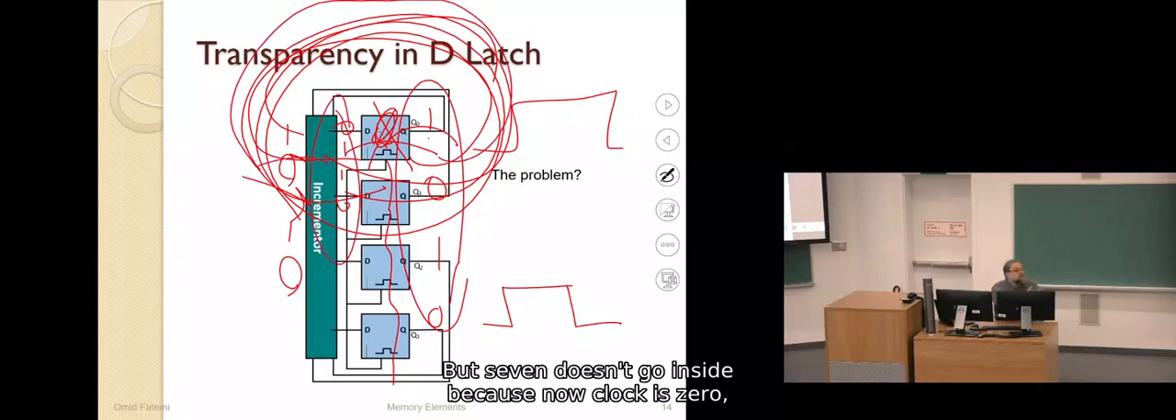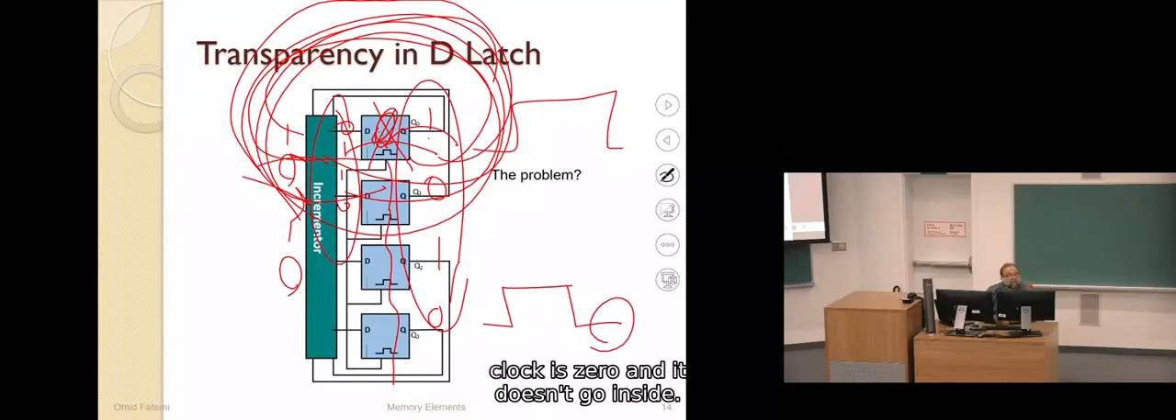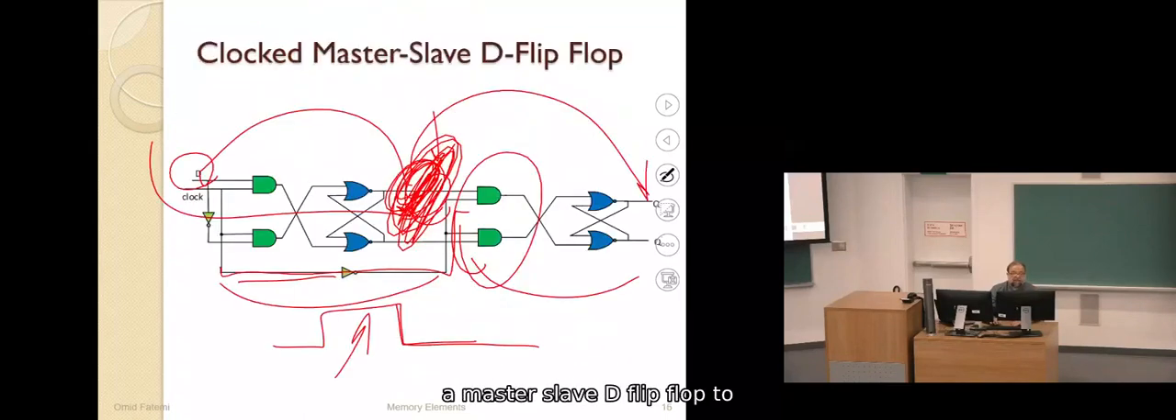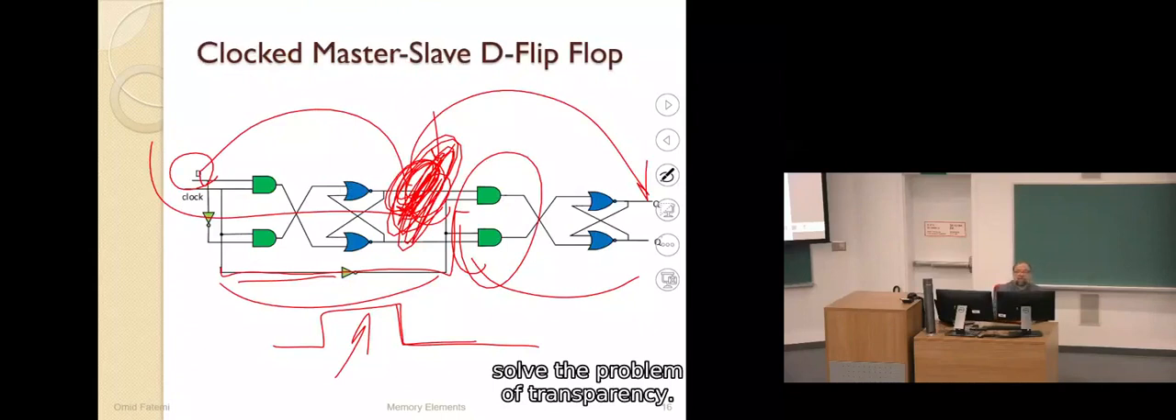But 7 doesn't go inside because now clock is 0. Clock is 0 and it doesn't go inside. So this is how it happens. You see? So we have put a master, a slave D flip-flop to solve the problem of transparency. So it is not transparent any longer.